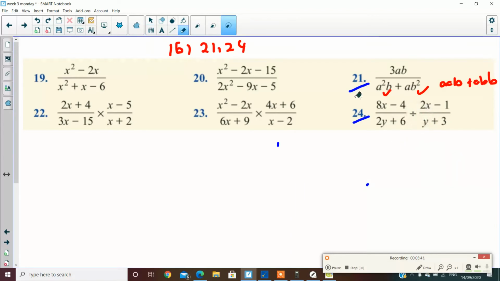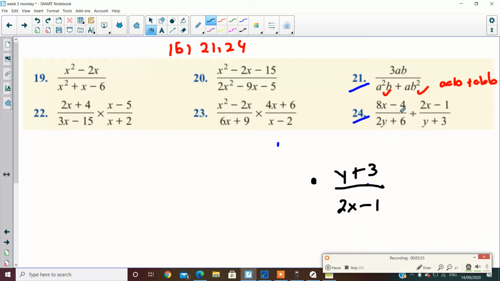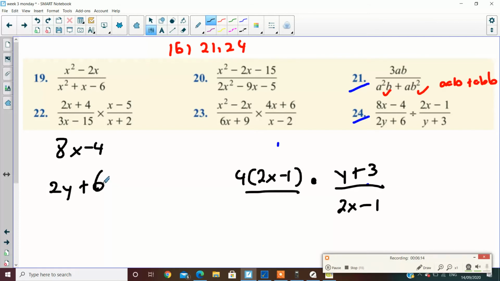Top and bottom, what numbers are the same? Y plus 3 is the same as the other y plus 3. The 2x minus 1 is the same as the other 2x minus 1. Answer is 4 over 2, which is 2. And you're done. All right, do 27 when you're done. They can cancel each other. Yeah. Once it's multiplication, Isaac.